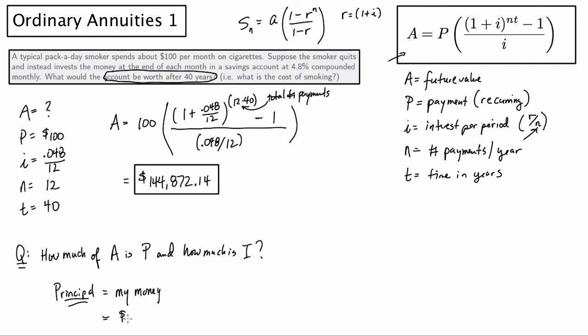Well, we made a $100 payment every month. For 40 years, 12 payments a year. So if you multiply through there, we're going to get $48,000 was our money.